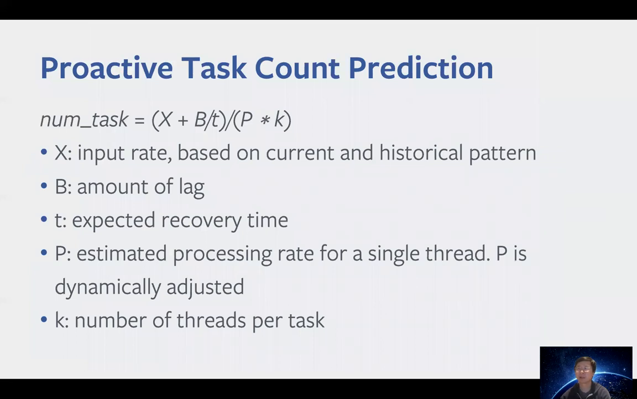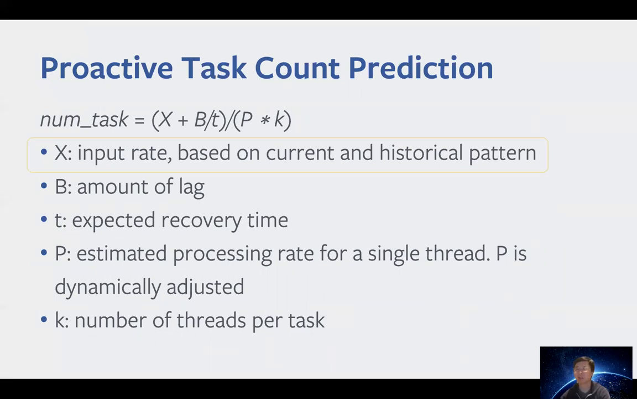Now let's take a detailed look at the estimation for the task count. Here is a basic formula for how we estimate the number of tasks we need. It's basically the amount of data we expect to consume divided by the processing rate of each task. If currently we have lag, lag recovery time will also be taken into account. The interesting parameters here are the input rate and the estimated processing rate.